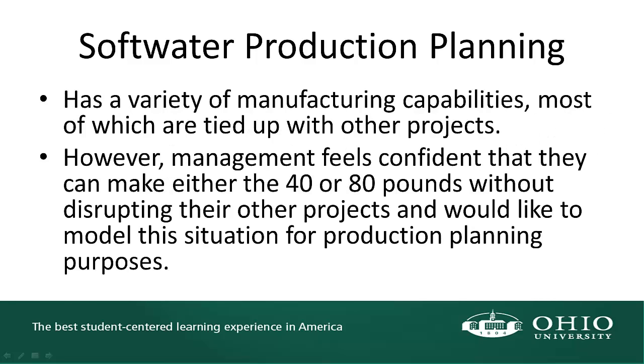So the company has a wide variety of manufacturing capabilities, most of which are tied up with other projects. Management feels confident that they can make either the 40 or 80-pound bags without disrupting any other projects. I should mention also that you can make a mixture of both, some 40, some 80 pounds, not just one or the other.